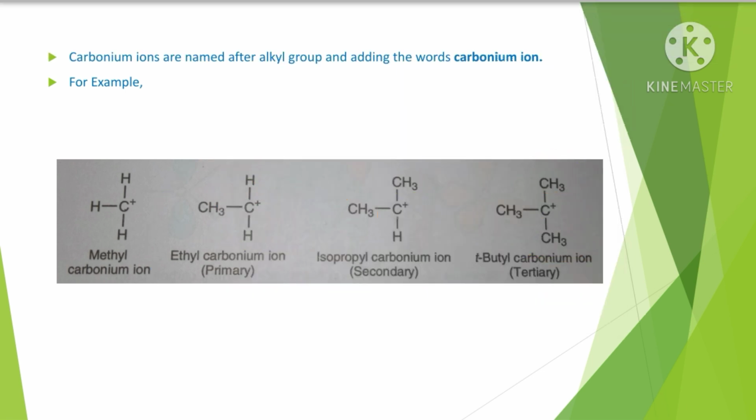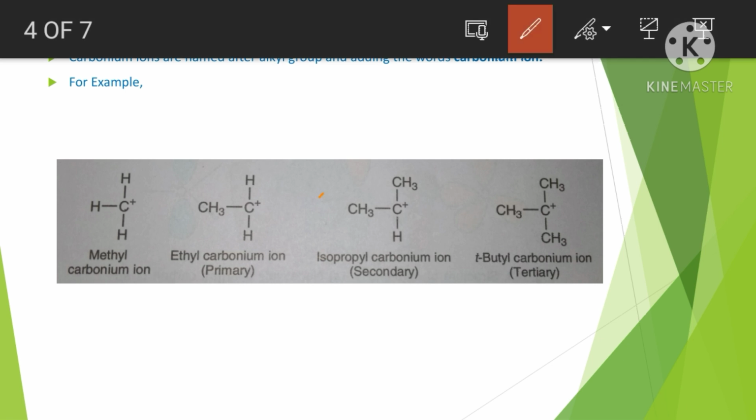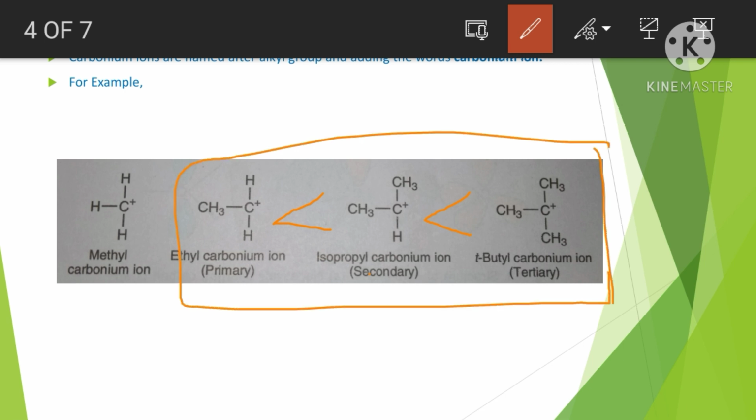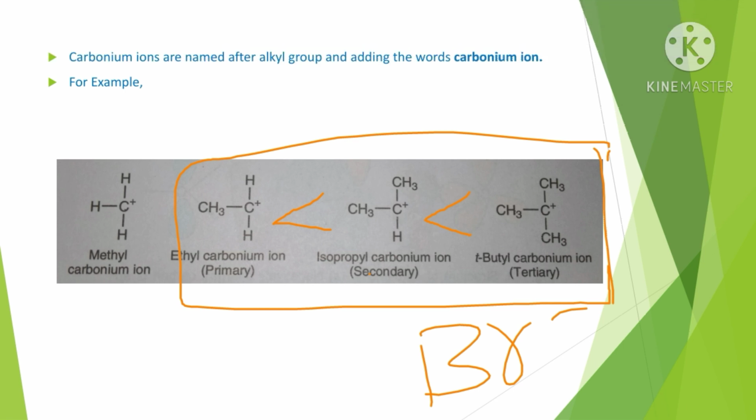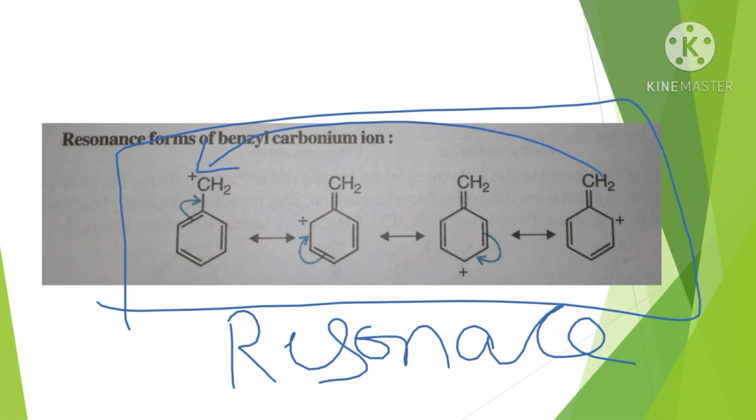Here the primary carbonium ion is less stable than the secondary carbonium ion, and the secondary carbonium ion is less stable as compared to the tertiary carbonium ion. This is about the stability of the carbonium ion. If the carbonium ion is attached to an electron attracting group like bromine or nitro group, then it makes the carbonium ion less stable. This is about the carbonium ion.